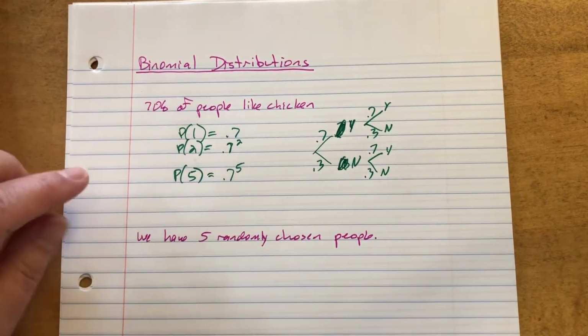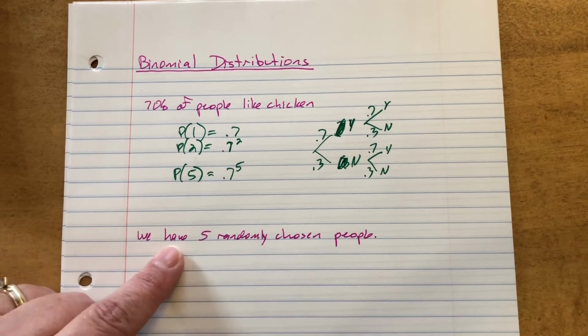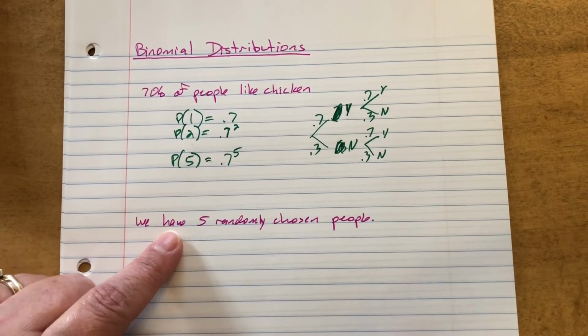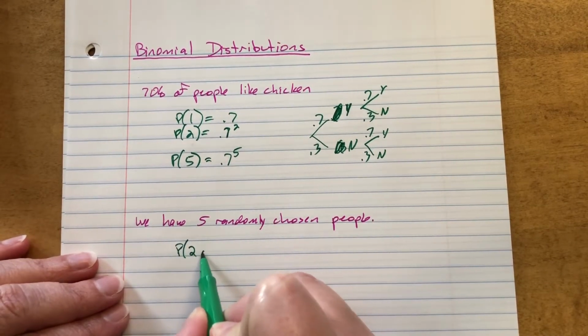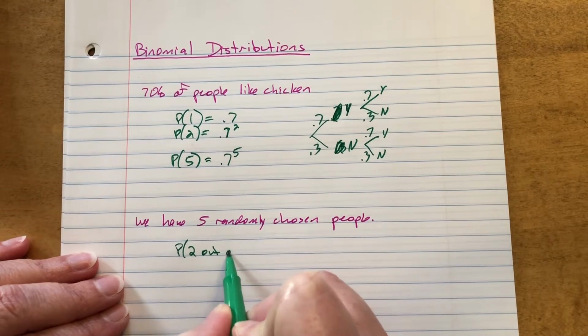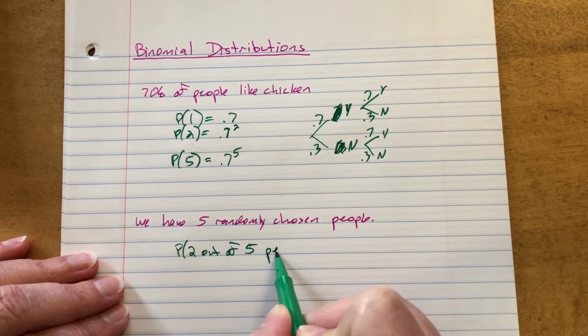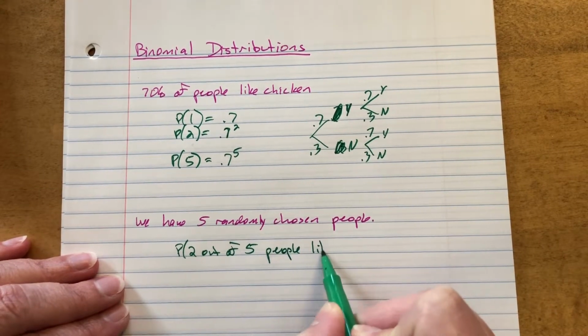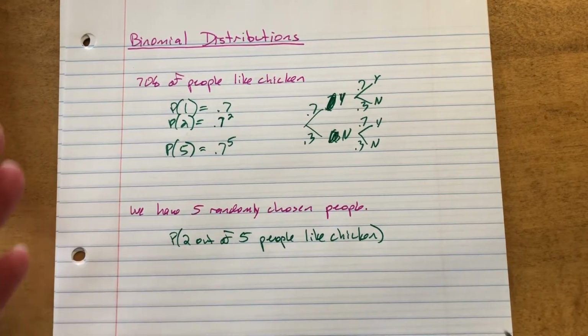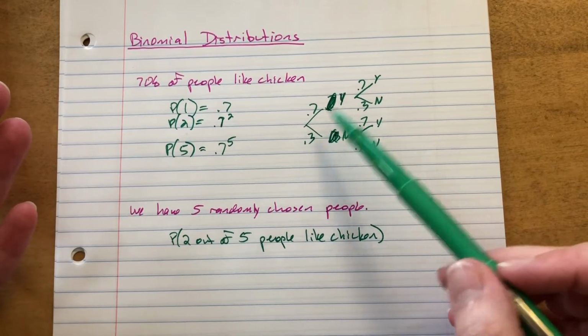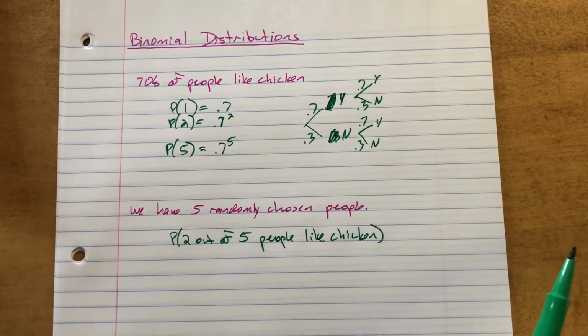But binomials come into play when I have a total of 5 people and I want to know the probability that, say, 2 out of the 5 like chicken. Now, I could build a tree for all 5 people, and I've done that.